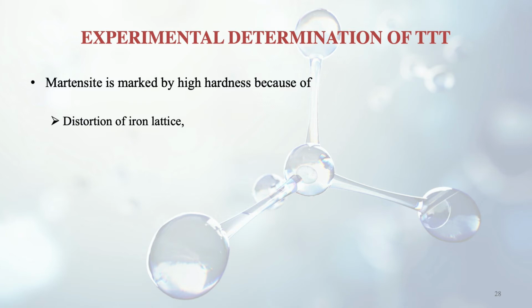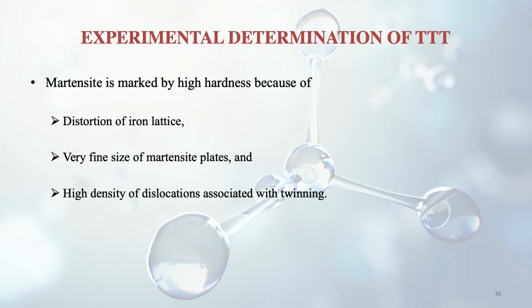Martensite is marked by high hardness because of the distortion, as I told you, of the iron lattice. Then there is the very fine size of the martensite plates. Since the plates are very fine and small in size, hardness is very good. And also because of the high density of dislocations associated with twinning. So twinning also happens here.